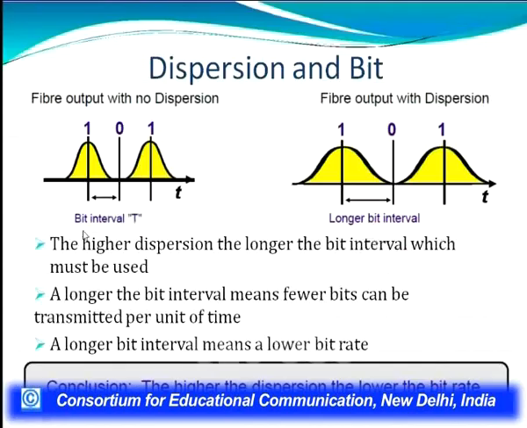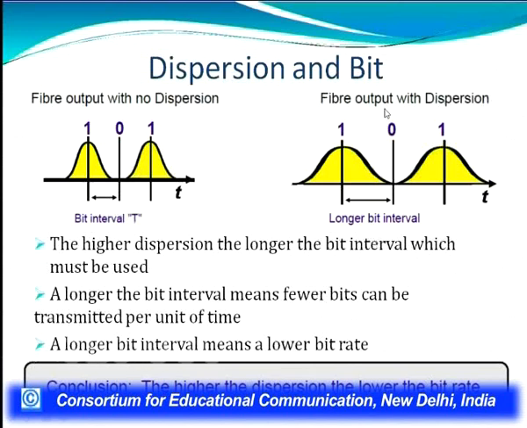because of the dispersion. Now dispersion and bit: here we see this is the bit interval T1. We know that we have the two bits 0 and 1. Now the fiber output with no dispersion takes place here. So we see one bit and this is another bit, and they are separated by the 0 bit, as the time changes, as the signal is moving through the fiber.